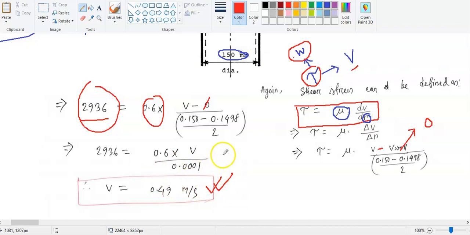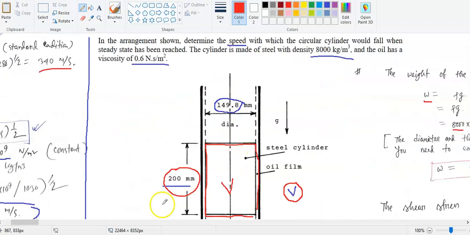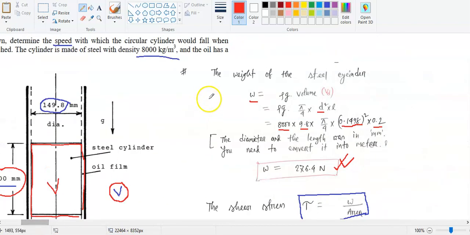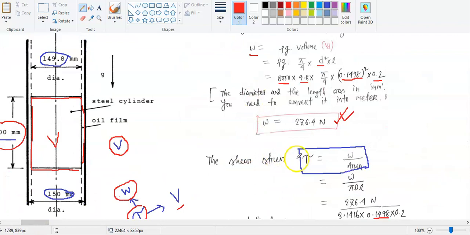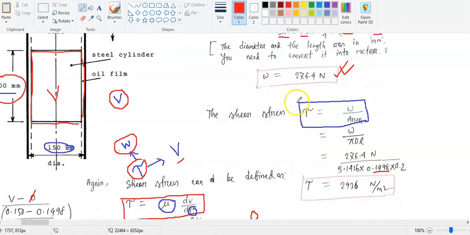So what we did here is, we initially calculated the weight, then we calculated the shear stress, and once we had the shear stress, we substituted it here and got the solution. So that's it.